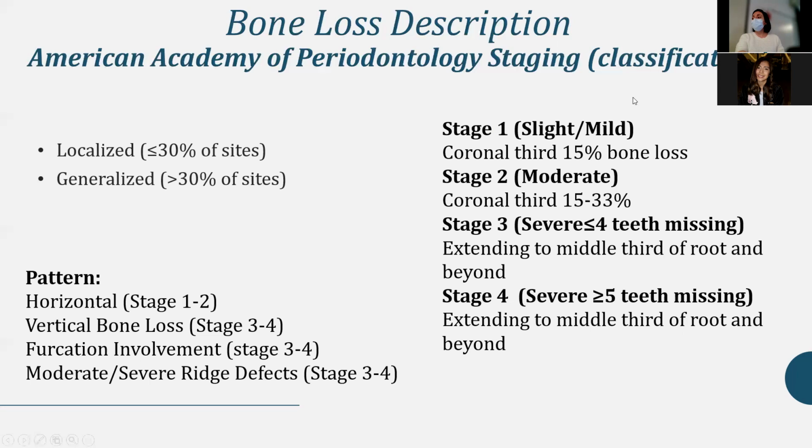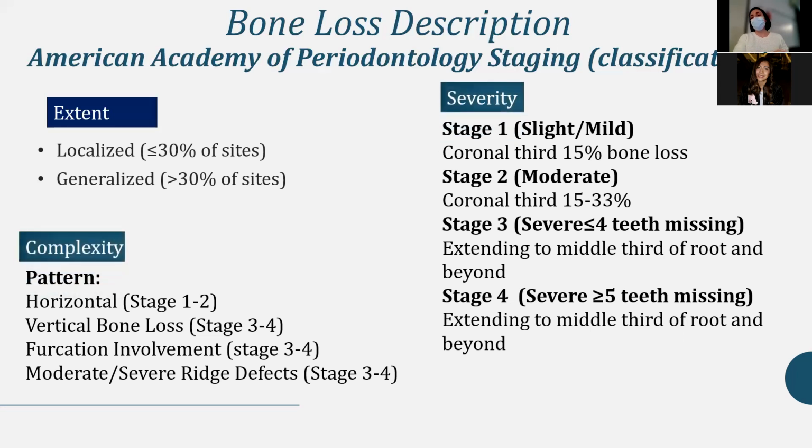So stage 1, we have 15% or less. So that's very little. This is considered mild, 15% or less of bone loss. So that's not a lot. Stage 2, 15 to 33, somewhere in that window. Stage 3, it's going to be more than 33, extending into that middle third. And then stage 4 is severe. It's dropping down below, like halfway below. So we'll look at some pictures to give you something tangible to actually look at.